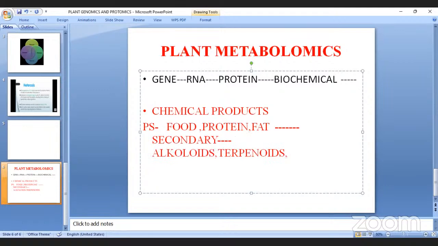and phenolics, latex. Resins, latex, tannins also, they are all there. So plant metabolomics is only the study of chemicals: how chemicals are formed, and after the primary products are utilized, how secondary products are formed in the form of alkaloids, terpenoids, and phenolics.